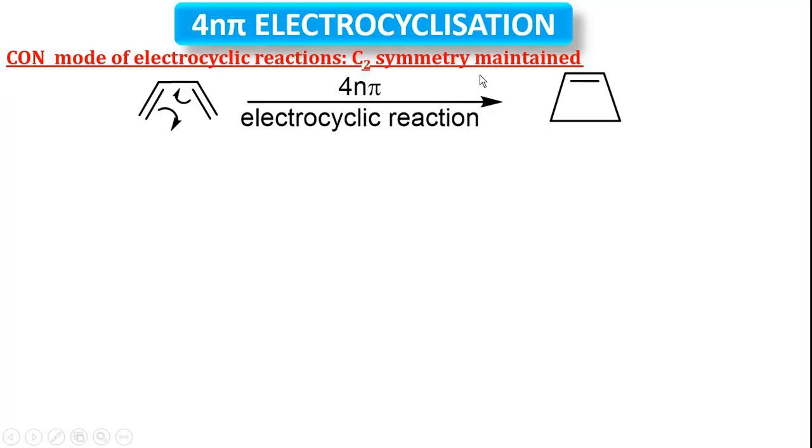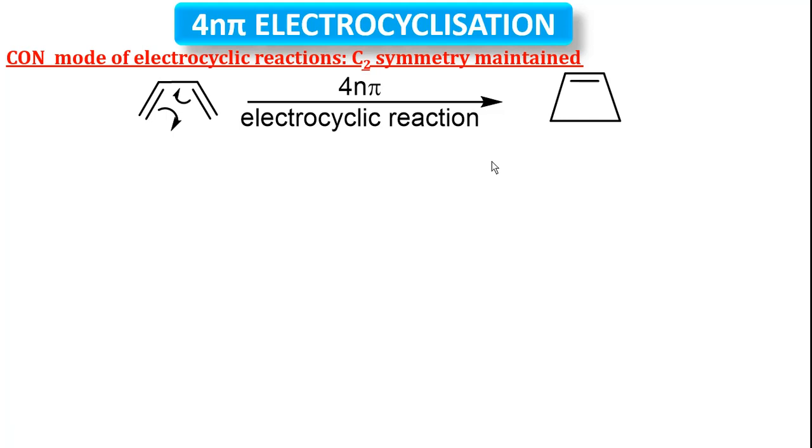The reaction is 1,3-butadiene. Two pi bonds are present. Two means an even number, therefore it comes under 4n pi electrocyclizations. This pi bond shifts and we get the sigma bond. Now this pi bond shifts and we get a pi bond. Therefore we are classifying the molecular orbitals with respect to C2 symmetry.